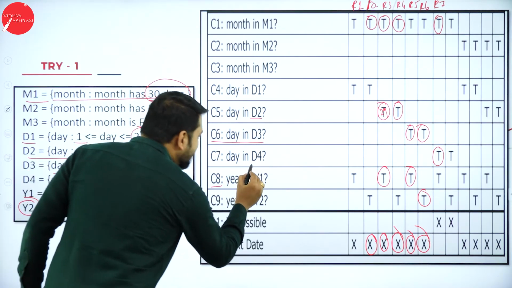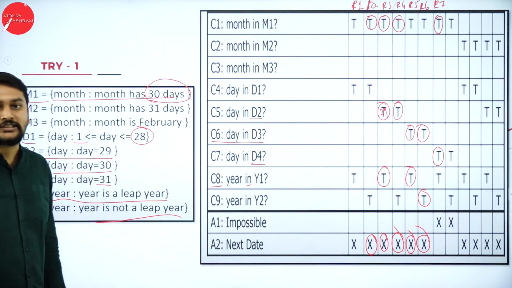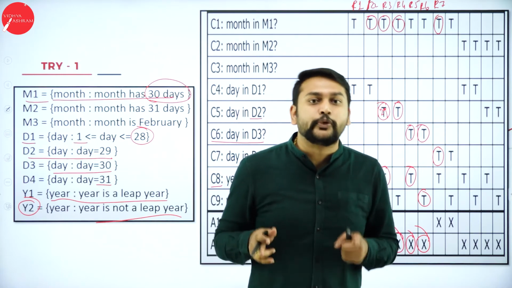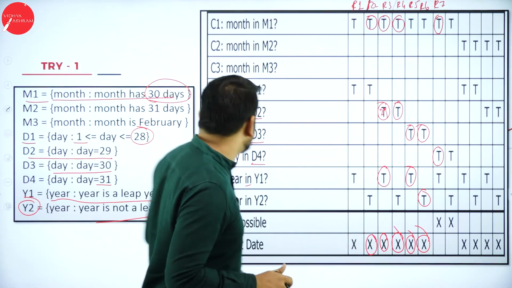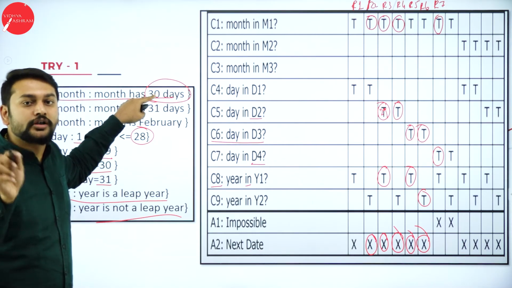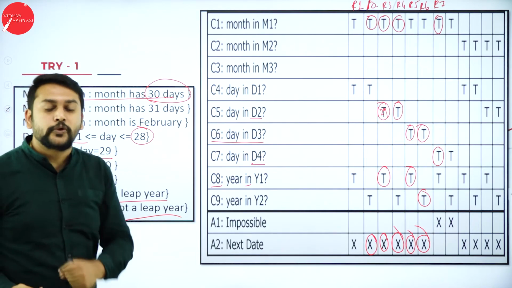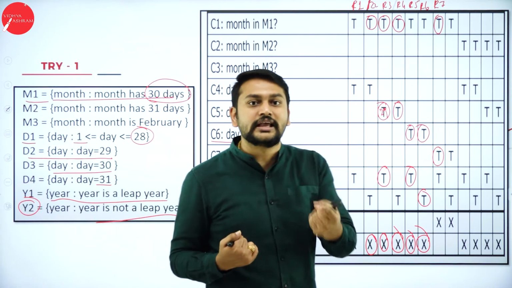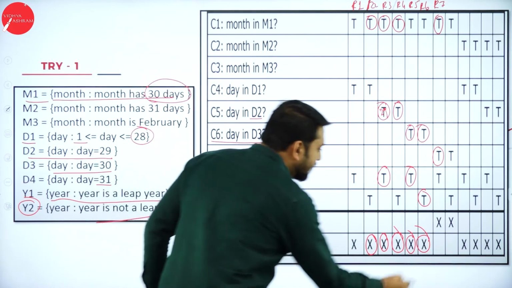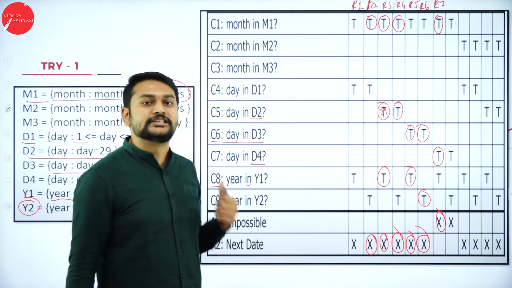D4. So what exactly D4 is all about? D4 in the sense 31 days. So here it is a mistake. So here it is not possible. So how is it not possible? When I have 30 days in my month, I should take the months which have 30 days, and my day is 31. How is it possible? Is it possible for me to calculate the next day? No, it is not possible. That's why I'm marking it as impossible.